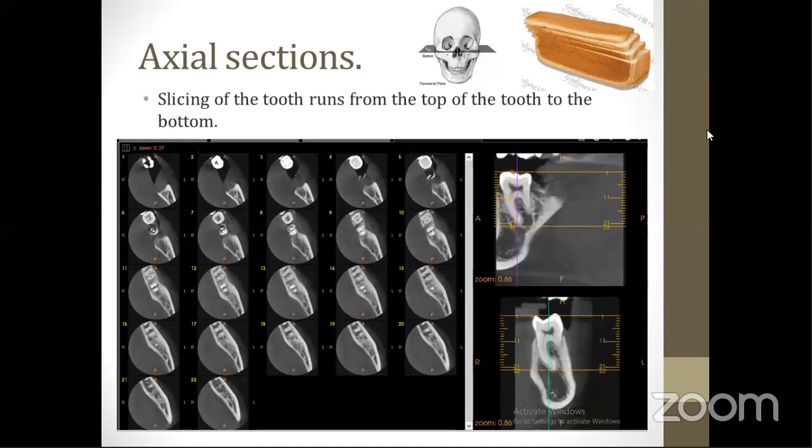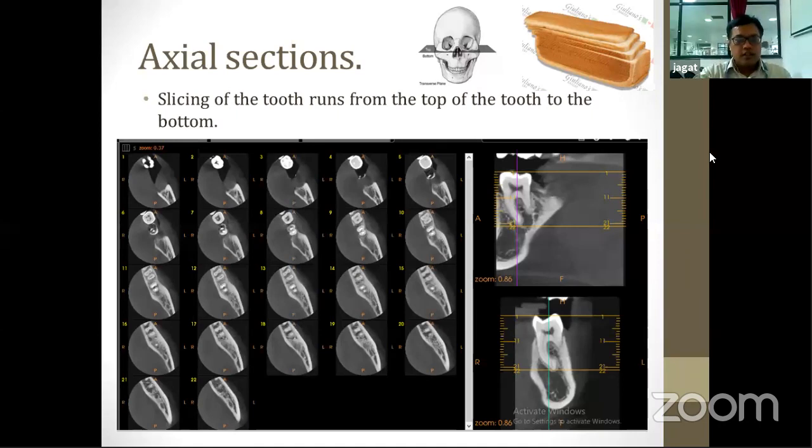Okay, so to continue, I'm sorry for the little disturbance. To continue with the axial sections, we are going to section the teeth from the root to the crown, or from the crown to the root. This is the axis in which we are going to section the teeth. So I have 22 axial sections of the tooth, starting from the crown to the root. The section running through number 1 appears here.